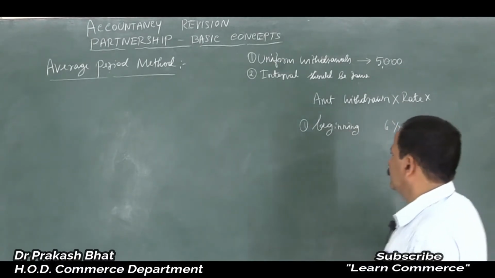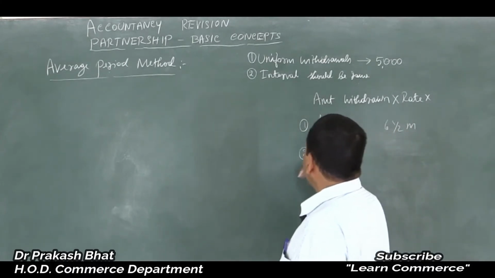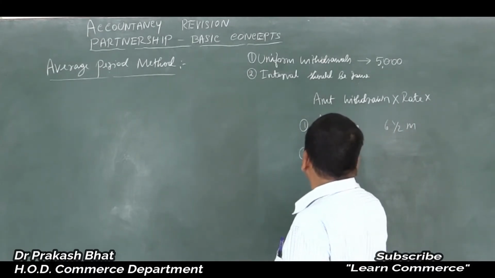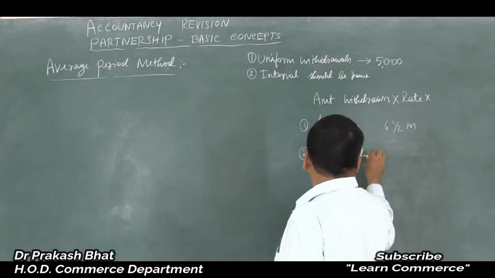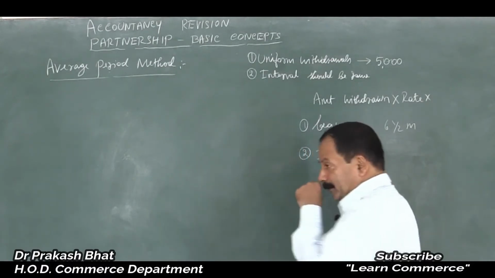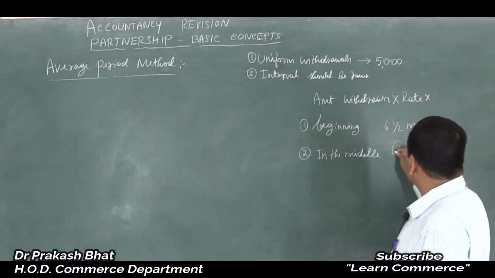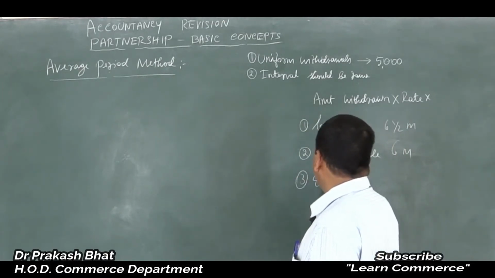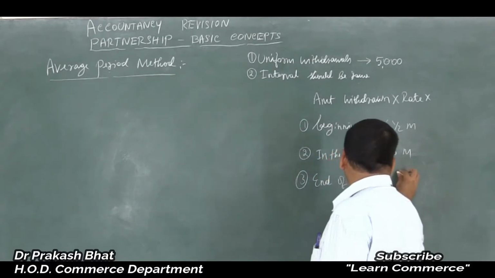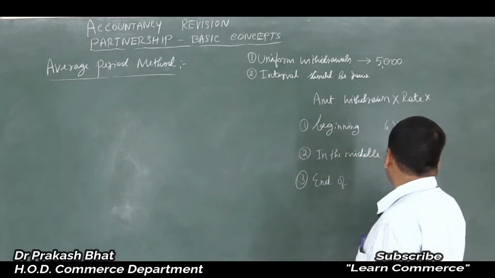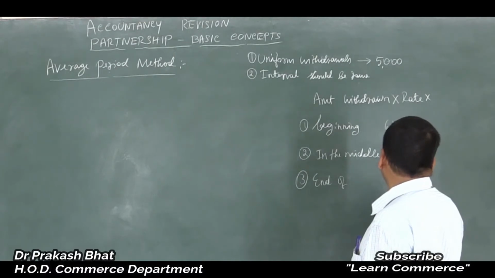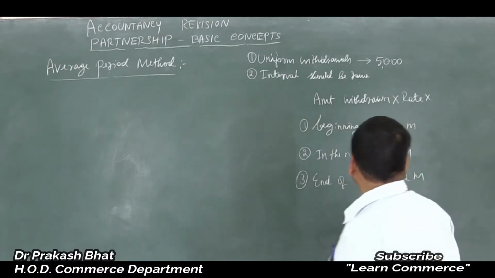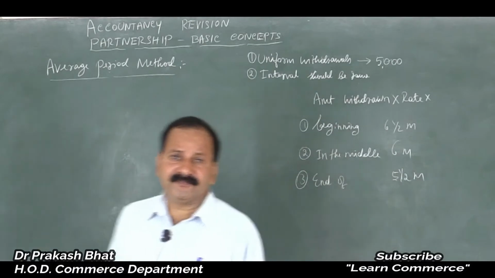6.5 months. In the middle of each month, then you have to calculate for 6 months. At the end of each month, then you have to calculate for 5.5 months. So that is what you have to do here.